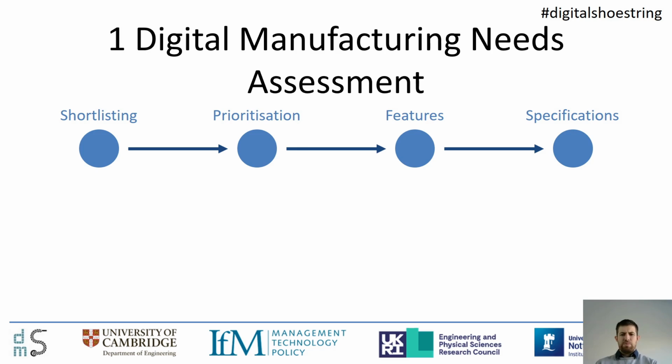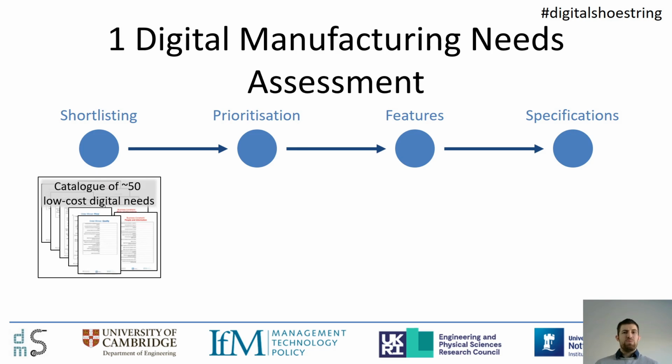So when it comes to digital manufacturing, there's a lot that can be done. And this can be quite daunting for many SMEs who don't really know where to start. So the way that we address this is that we have a catalogue of approximately 50 digital needs that can be addressed by low-cost digital manufacturing solutions. And the way that we go through the shortlisting process is the company looks through this catalogue and they identify a set of, say, 5, essentially their shortlist of digital solutions that they feel would be really useful within their company. So once they have this shortlist, we move on to prioritization.